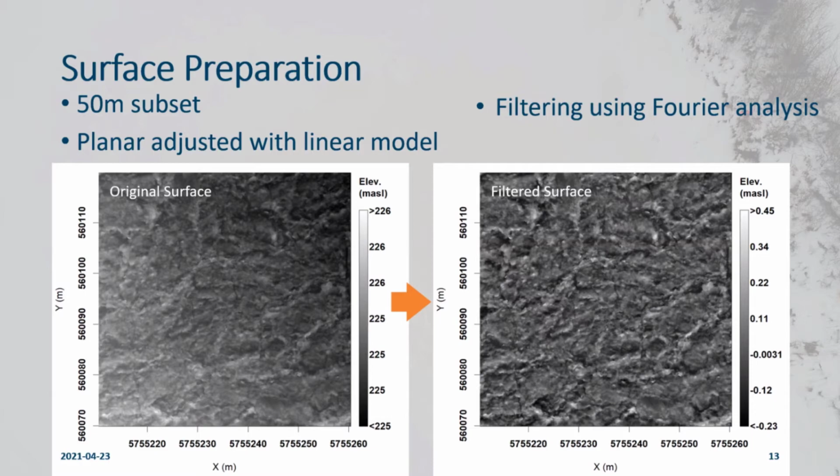And after that process is done, I applied a 2D Fourier transform with a tunable bandpass filter to remove any of the other unwanted frequencies, which are things associated with noise in the image, as well as other large-scale impacts.